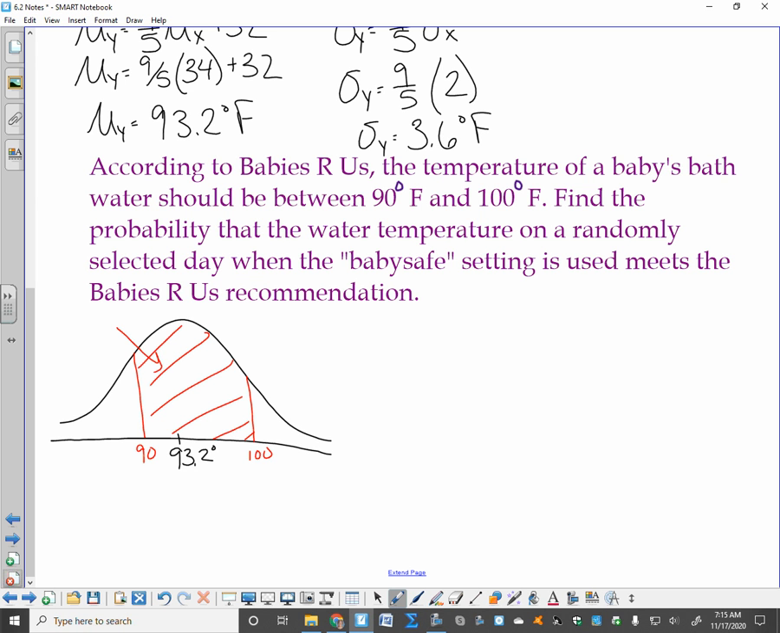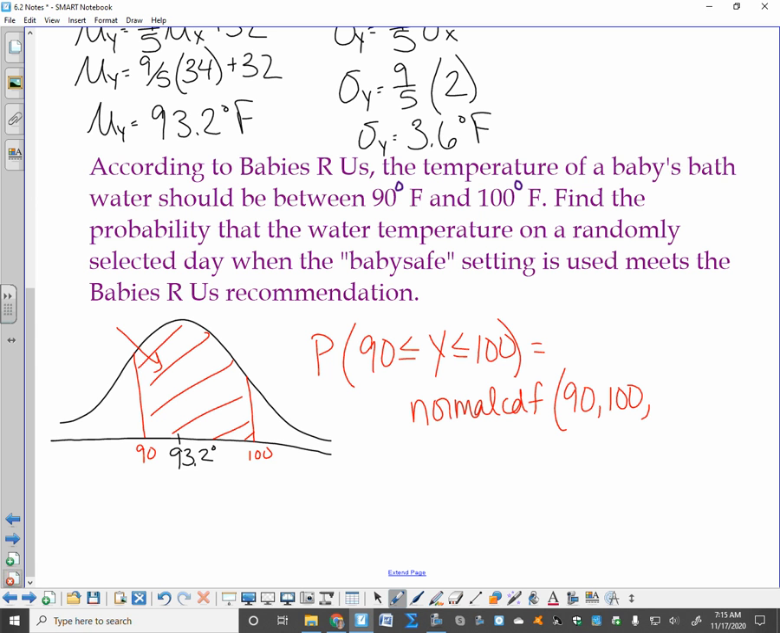Well, the probability is the area under the curve. So if I find the probability, and this is in degrees Fahrenheit, so this is Y. That's what I'm finding. So I'm going to normal CDF that from 90 to 100 with my mean in Fahrenheit and my standard deviation. Okay, pause this, go type it in. I got 0.784.